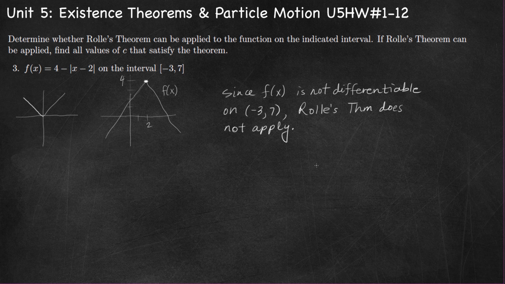So our function is continuous on the closed interval, but it's not differentiable on the open interval. So we are not guaranteed that somewhere between negative 3 and 7, the derivative will equal 0. And if you look at the graph, we can see actually that that's not true. There is no point between negative 3 and 7 where f prime will equal 0.